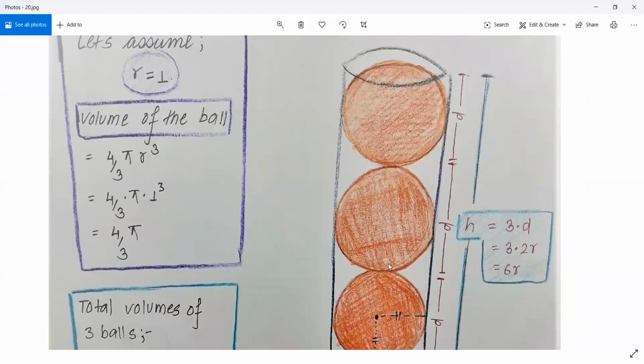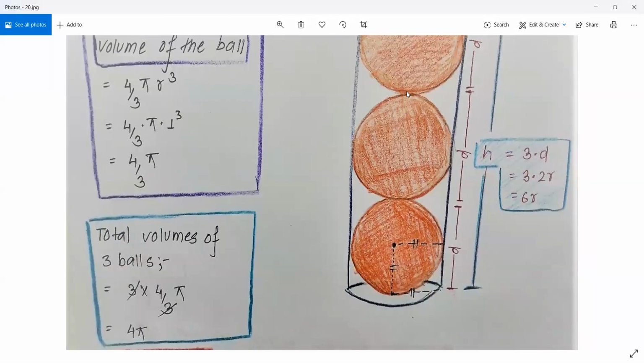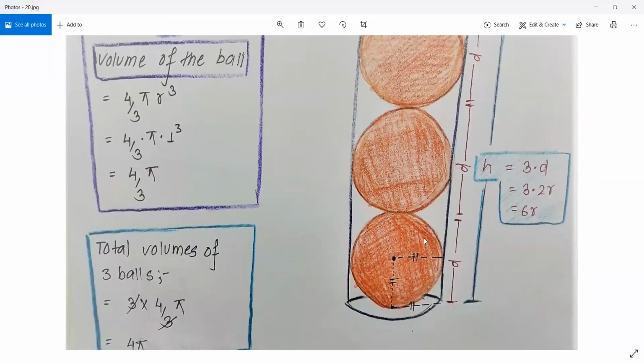So let's see here. In this question, I just draw a figure here, the three balls in the cylindrical can. So this is the radius. From this point to this point, it's the radius of the sphere. What we know is that the radius of the sphere and cylinder is the same. It's mentioned in the question.